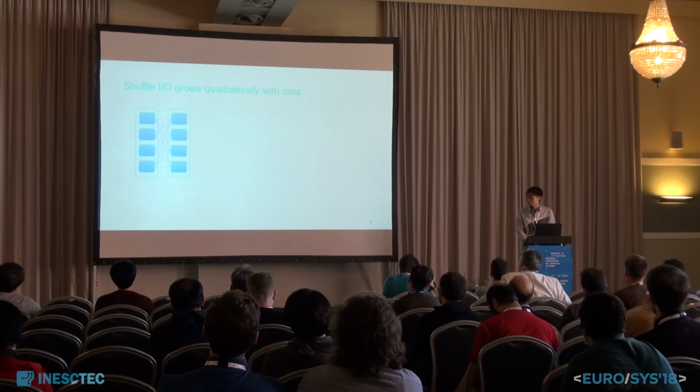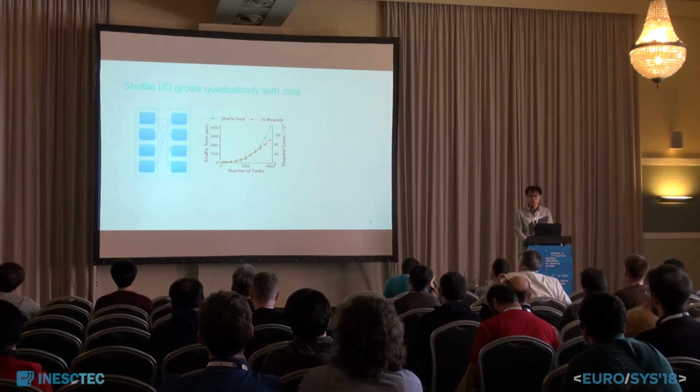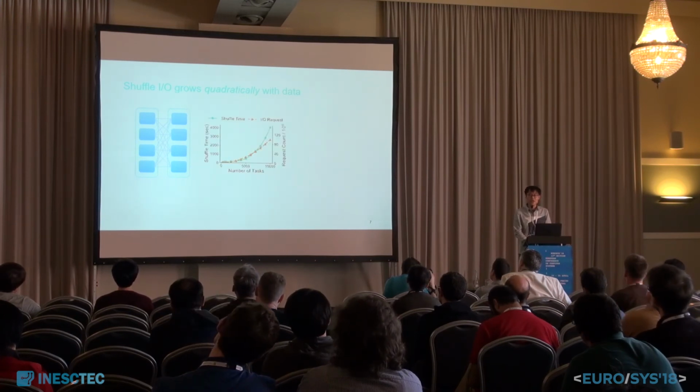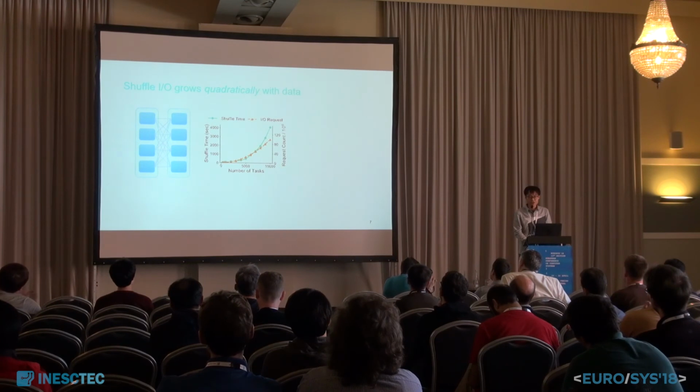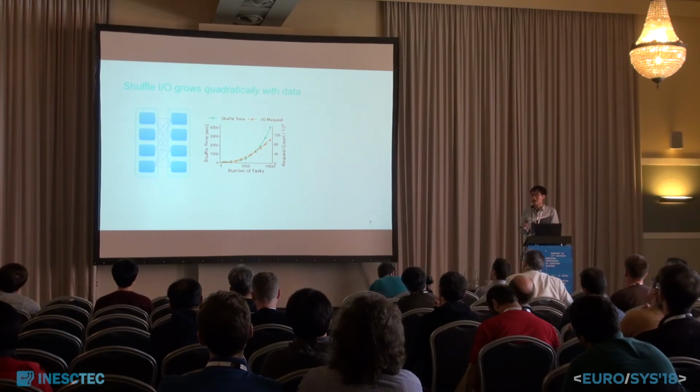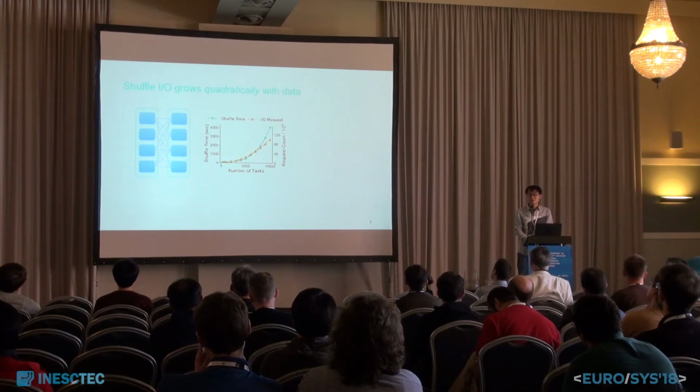To prove that this is actually the case, in this graph we run fixed-size tasks, and we let the job scale by increasing the number of tasks in both the map and reduce stages. In the orange line, we can see that the number of shuffle I/O requests is growing quadratically. And because the disk seek time during this operation dominates the shuffle time, in the green line we also see that the shuffle time is increasing quadratically.